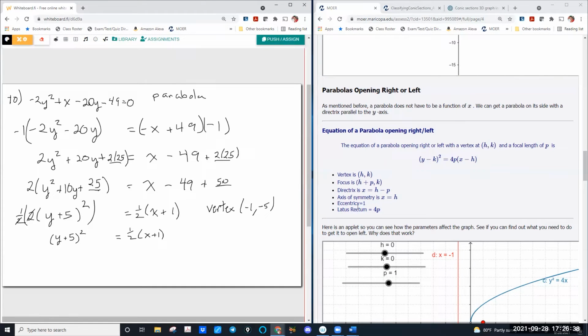All right. Now, in order to find the focus, we need this p. Where does it come from? Well, 4p is equal to this number that sits out here. So we say, okay, 4p = 1/2. Divide both sides by 4. And what does that give us? p = 1/8. All right. So this will allow us to find the focus.